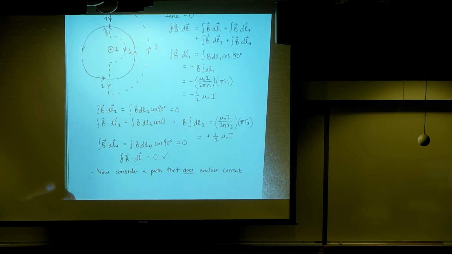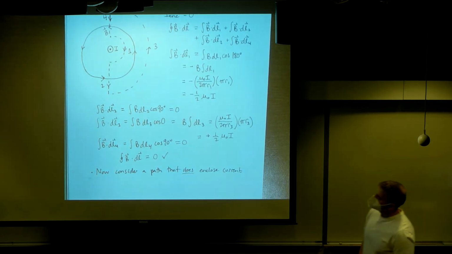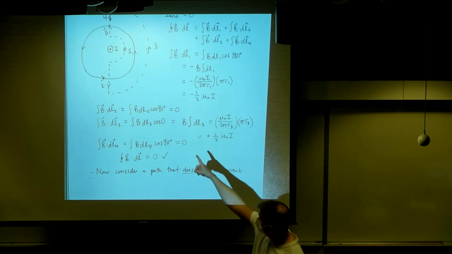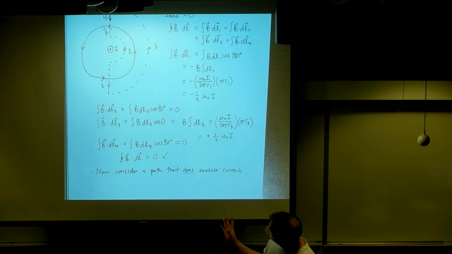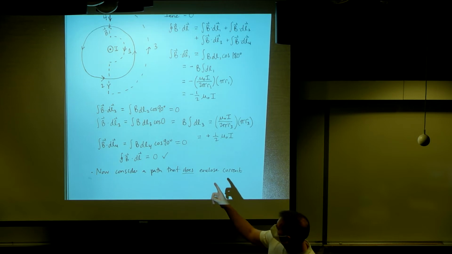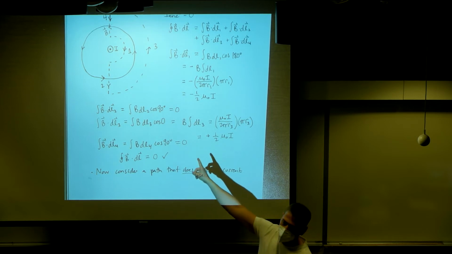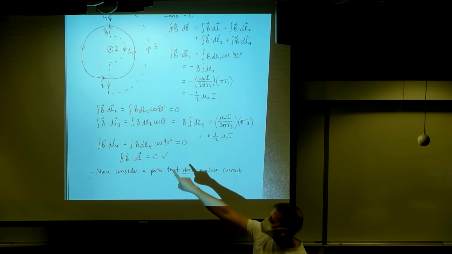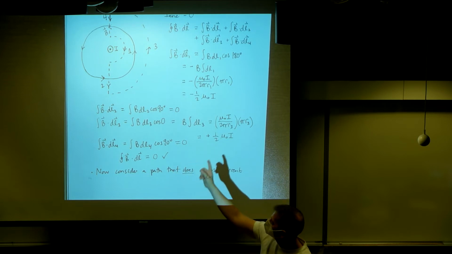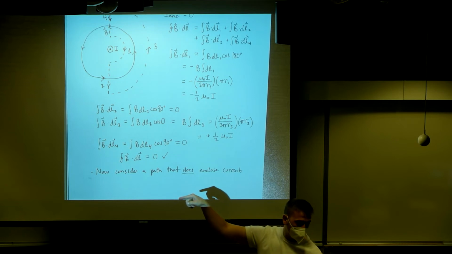Now don't worry, we're not gonna have to do it all from scratch. I can very easily take what I started with and turn it into a path that does enclose current. How can I do that? Move the current or no? I'm not allowed to move the current. I can move my path though. So how about we take path 1 and we just flip it over to the other side. You see that? If I put path 1 on the left side, then I'm enclosing the current now, okay?